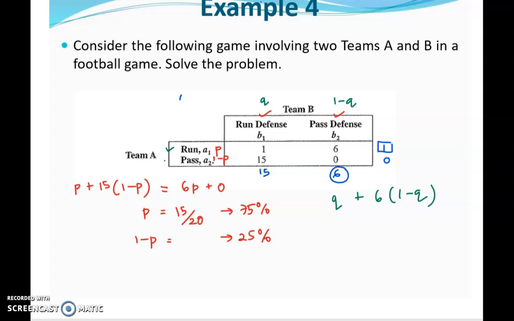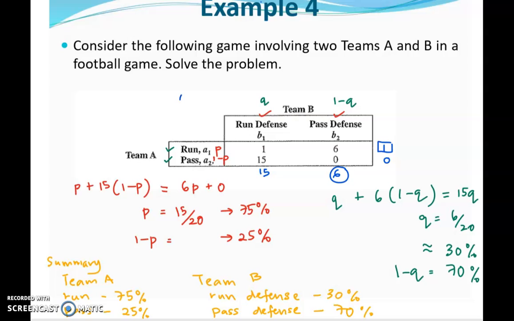And if team A chooses strategy 2, the expected loss for team B is 15 times Q plus 0. Why? Because 0 times 1 minus Q is 0. So now we can equate these two equations and solve for Q. In this case, Q will be 6 over 20, or around 30%, and 1 minus Q equals 70%.